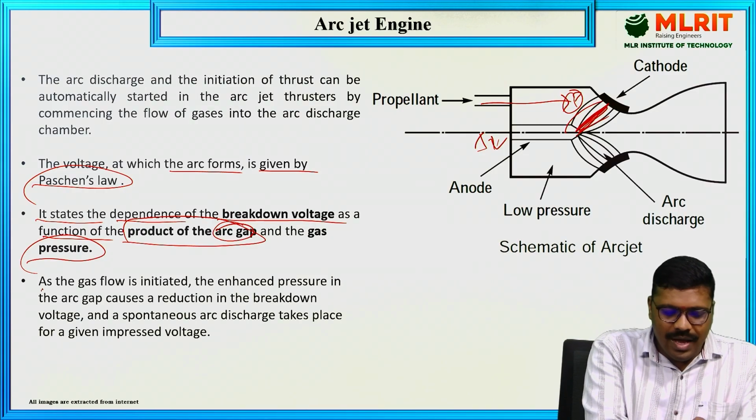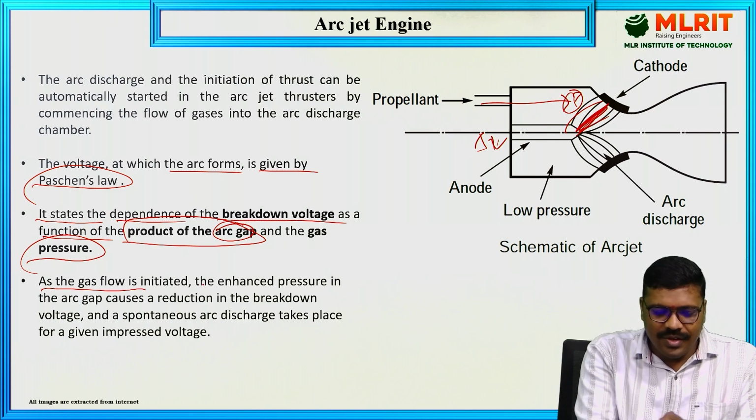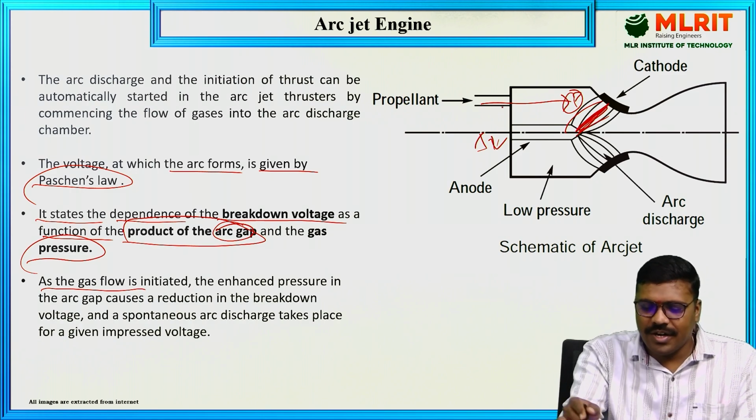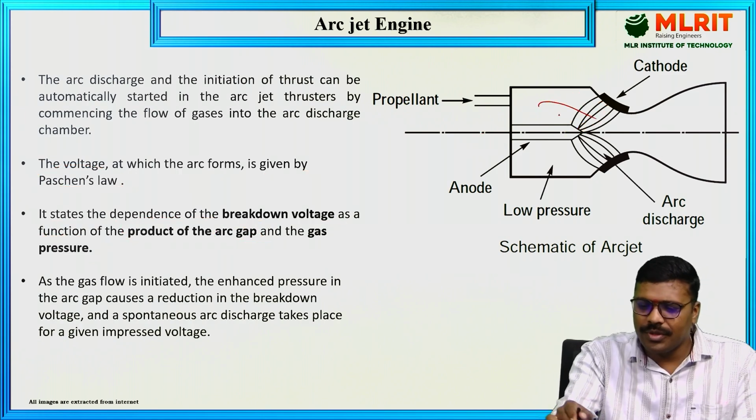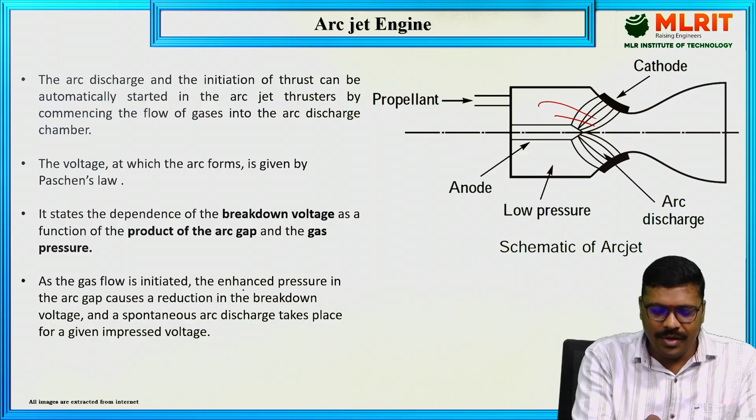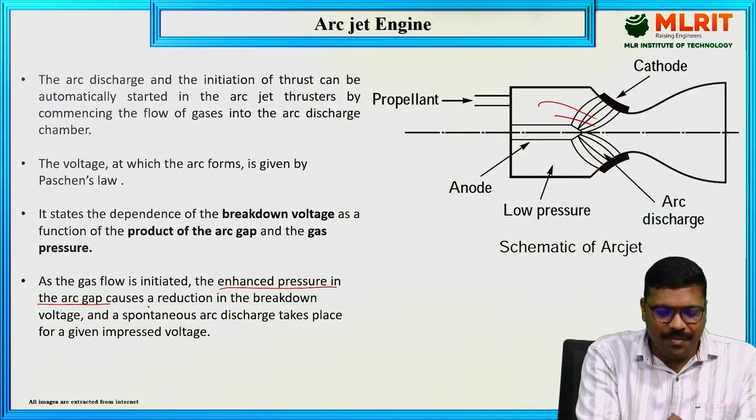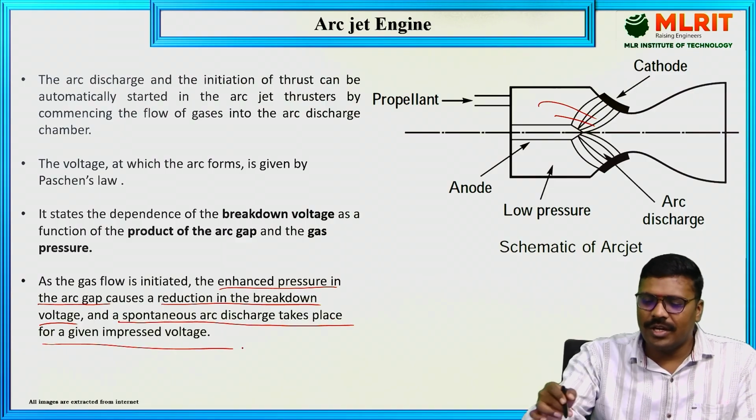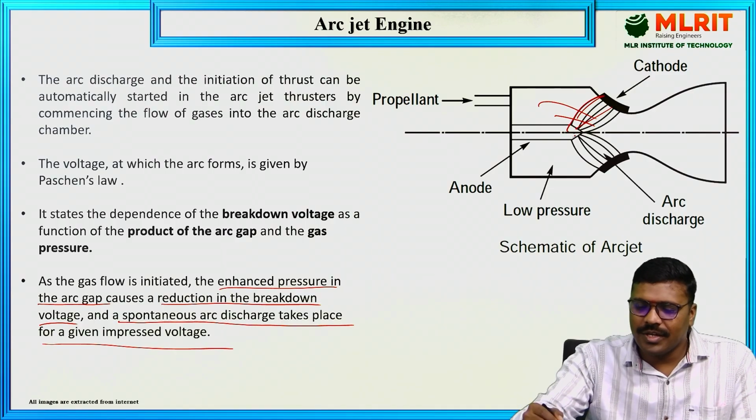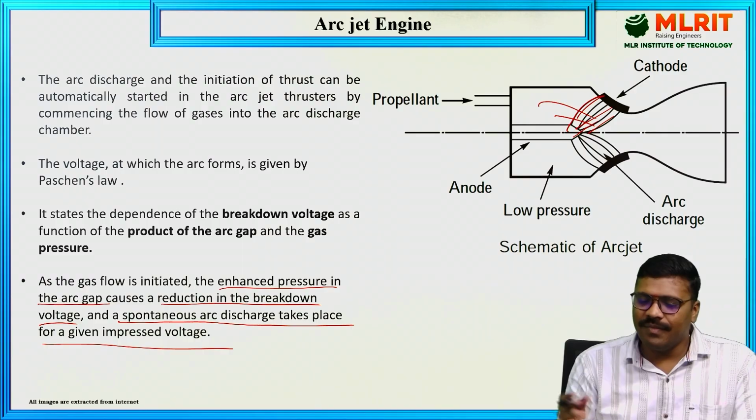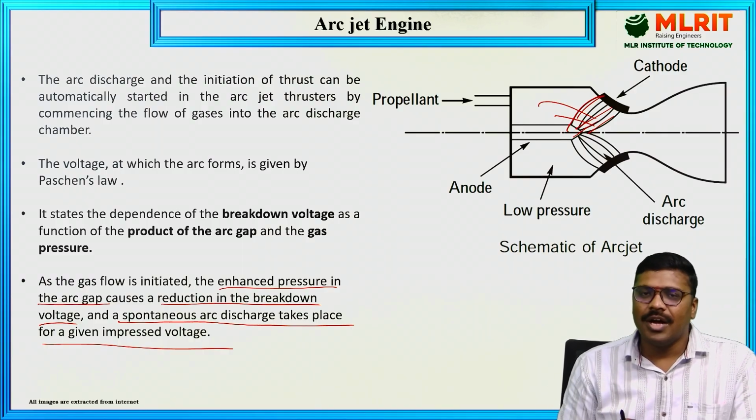As the gas flow is initiated, when the gas starts flowing through the anode and cathode gap, enhanced pressure in the arc gap causes a reduction in the breakdown voltage, and spontaneous arc discharge takes place. So automatically this arc will develop because of the high pressure gas moving between the gap of the cathode and anode, and it will heat the propellant. It will continue as the propellant flow is moving through the arc gap.